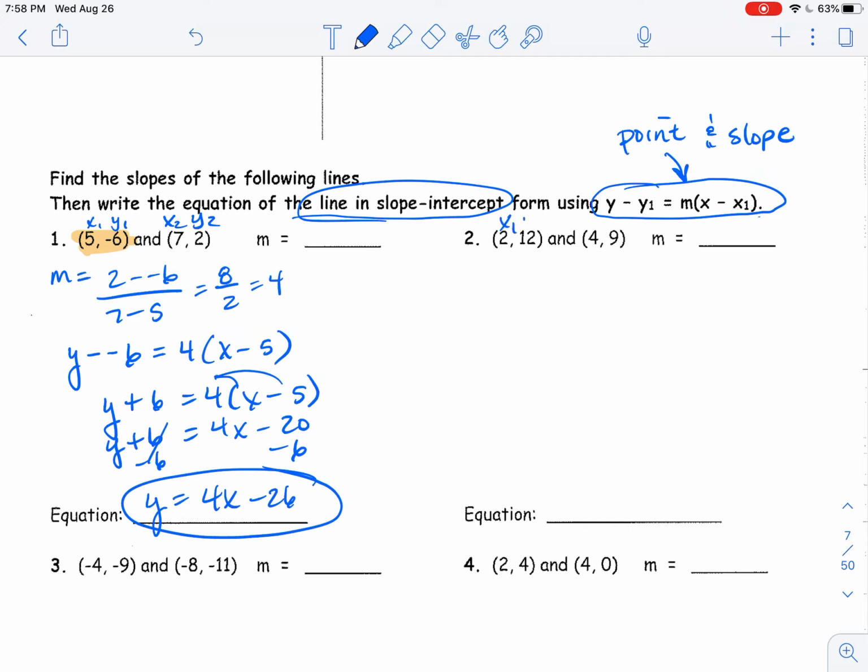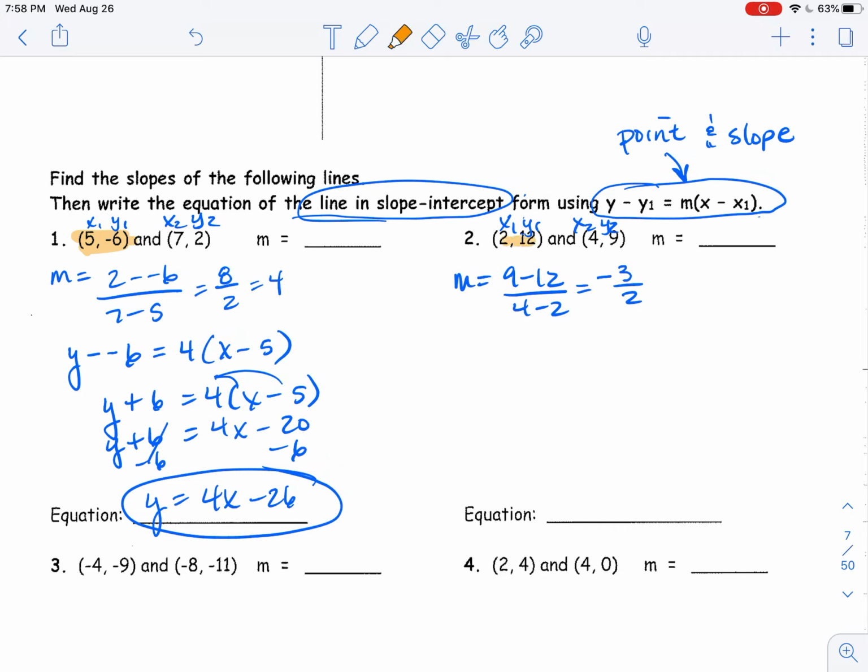All right, let's work through another one. And I just labeled that wrong. Be careful. So first thing, find your slope. 9 minus 12 over 4 minus 2, so that's -9... -3 over 2. And then just pick your favorite point.